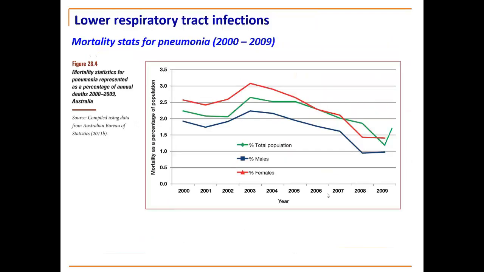So if you look at the mortality stats in Australia for pneumonia, well, it's 10 years ago now, 2000 to 2009, you can see that as a proportion of total population, generally females have a greater level of infection than males do. And that's thought to be because the male hormones are more protective than the female hormones. And so therefore more females die from pneumonia every year than males do. It tends to be around about 1,500 females die compared to about just over 1,000 males.